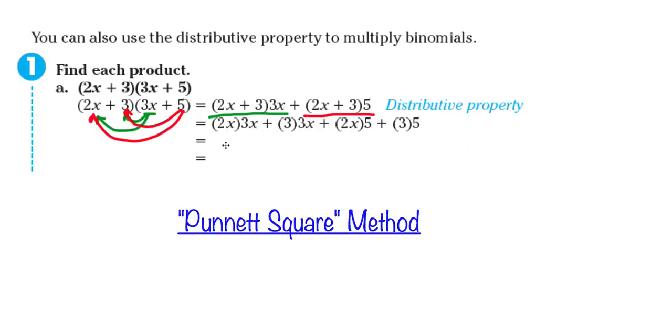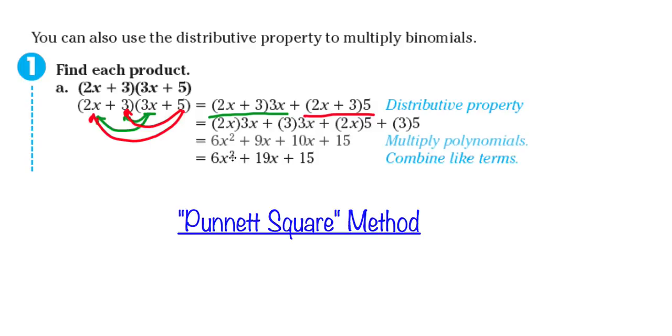Simplify this further, so not that one, right here in the middle. You now have 6x squared, because 2 times 3 is 6, x times x is x squared, 9x, because 3 times 3 is 9, and you have 10x, 2 times 5x is 10x, and 15.